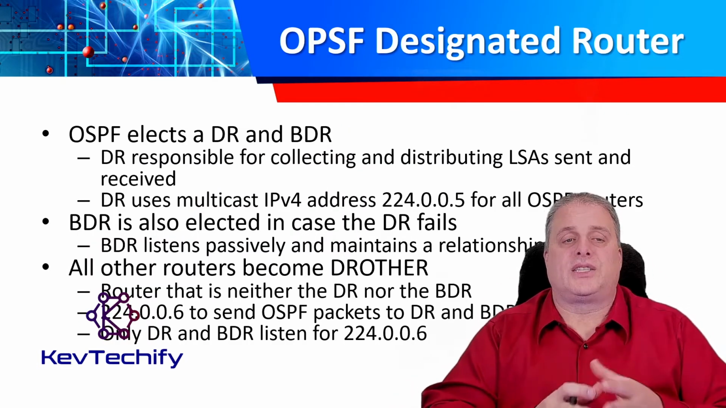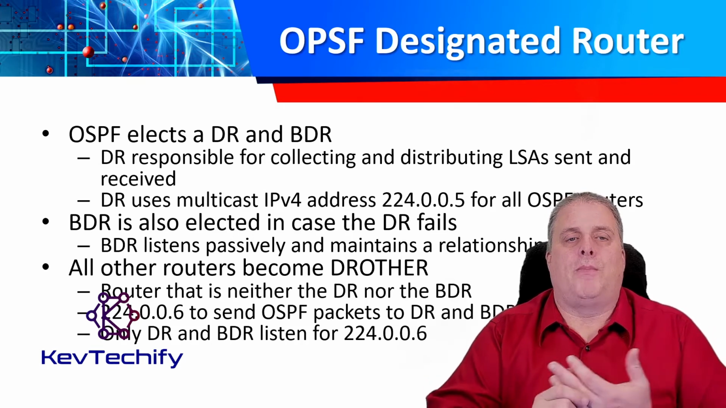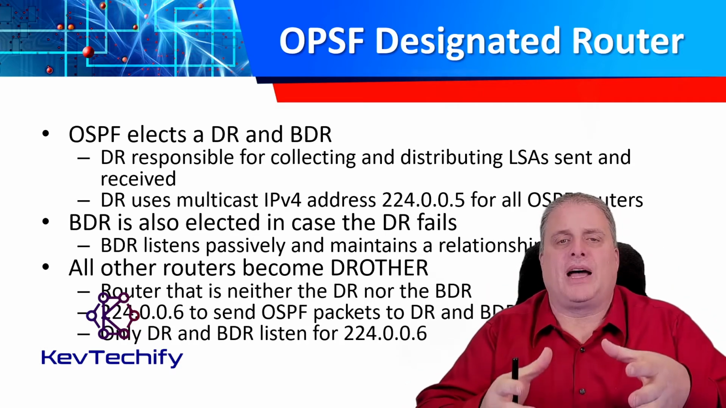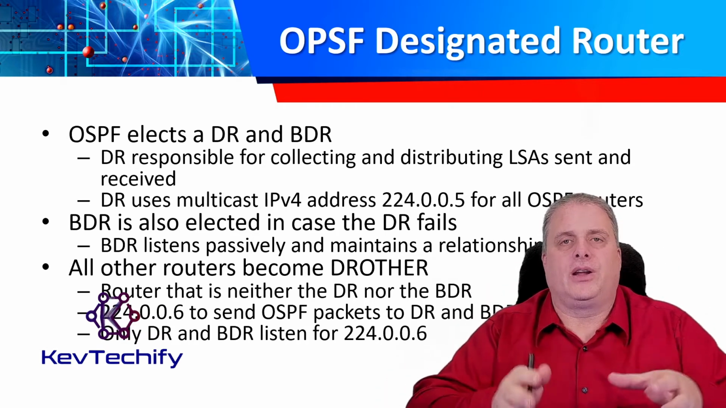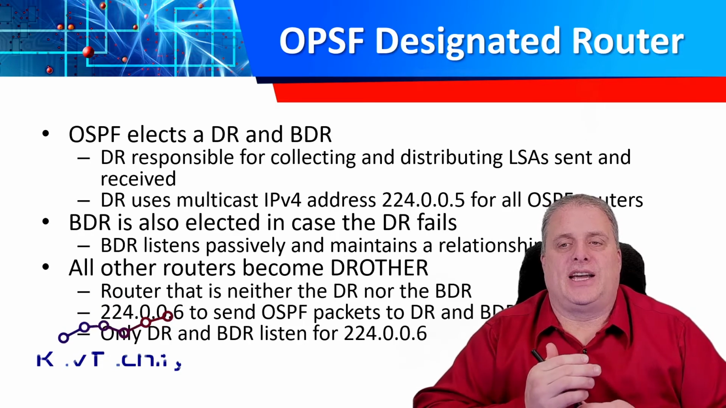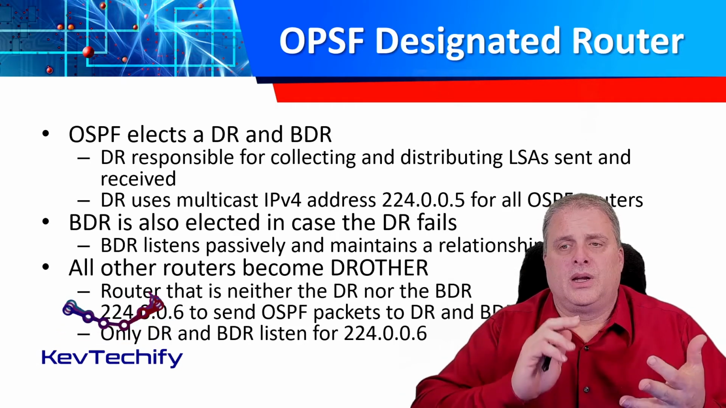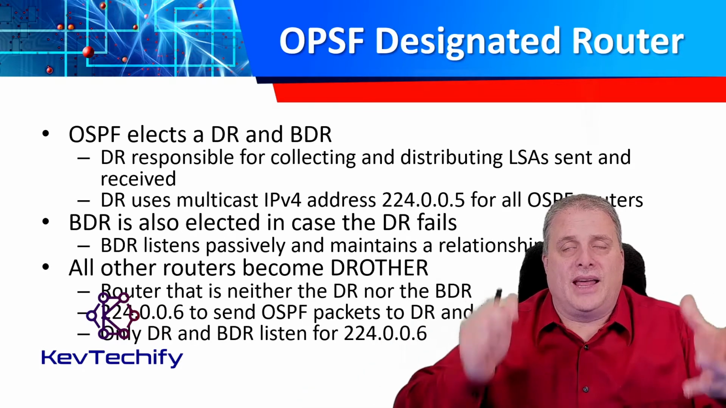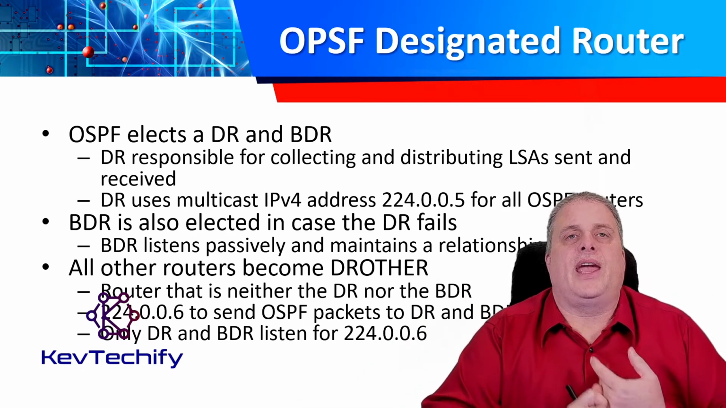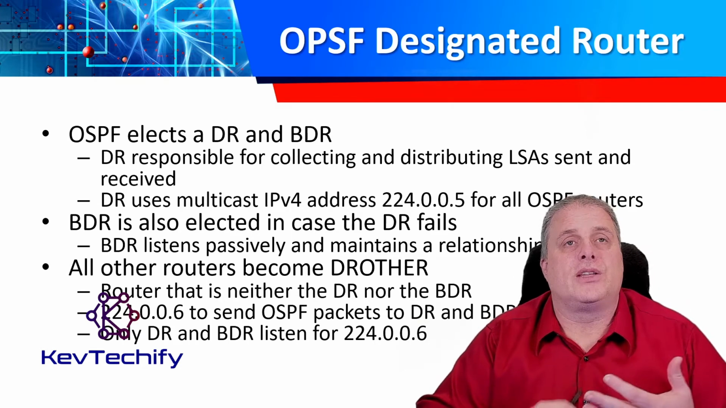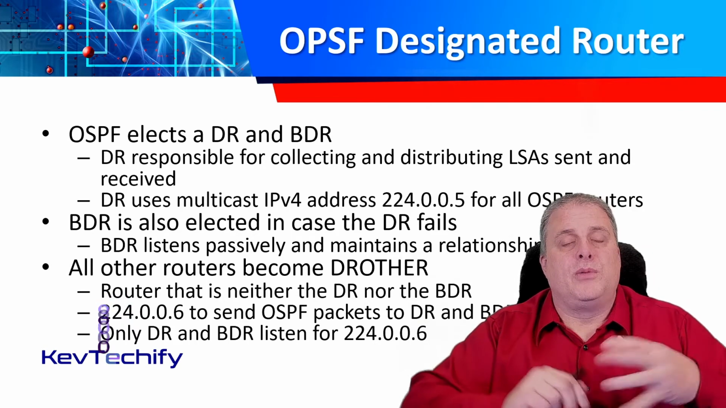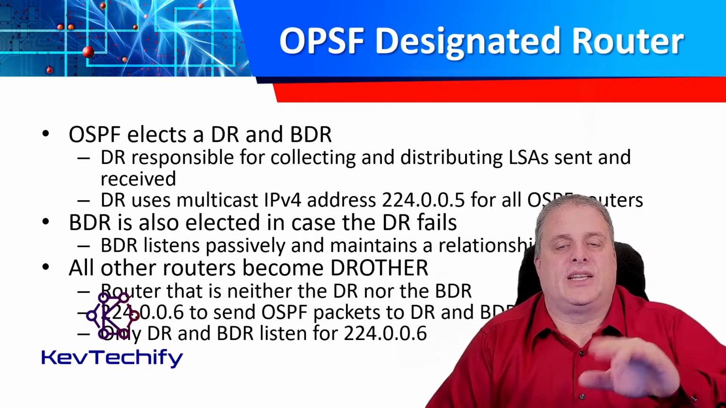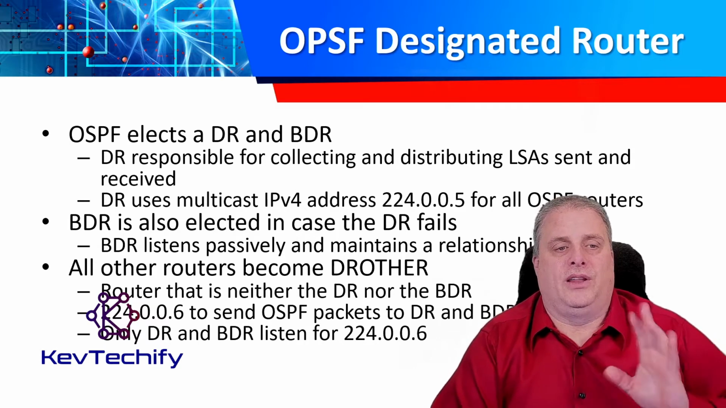The OSPF election process gives us our designated router and our backup designated router. That designated router is that central spot for collecting and distributing our link state advertisements. It collects them, it sends them out, it gives those updates to all the other devices. That designated router uses a multicast address of 224.0.0.5 that communicates with all of the OSPF routers. So it's a special multicast address that's assigned for OSPF communications.